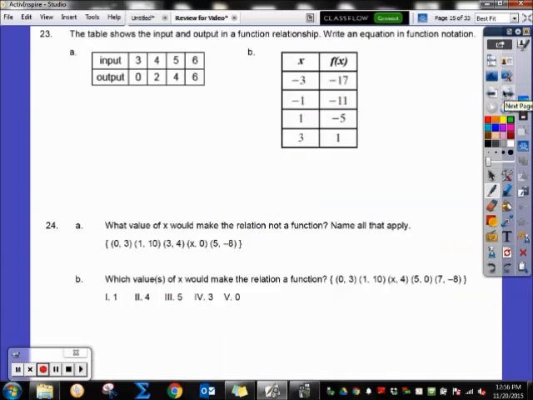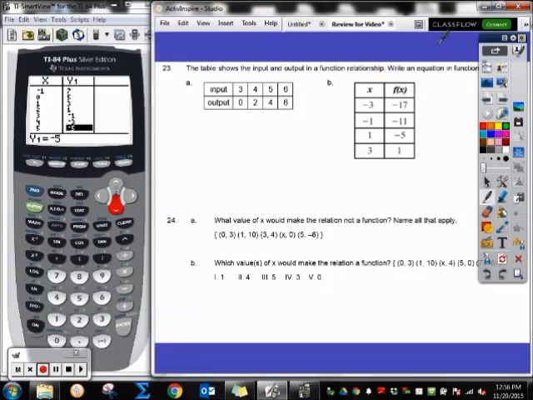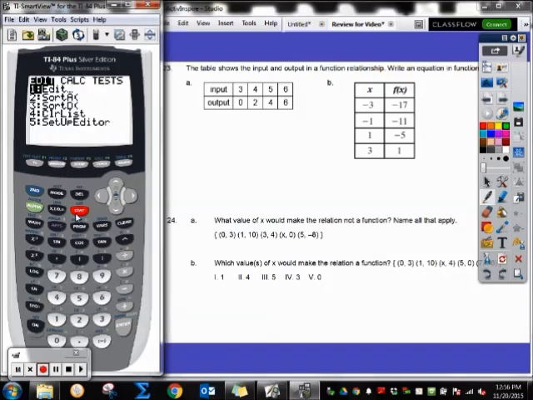Okay, 23, shows the input and output of a function relationship. Write an equation in function notation. The easiest way to do this is in your calculator, if you have a graph. So I'm going to go to stat, because we need to make an equation from a table. This is usually our best bet.